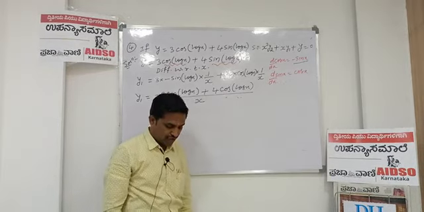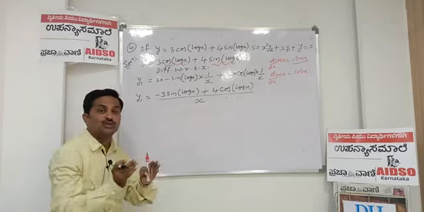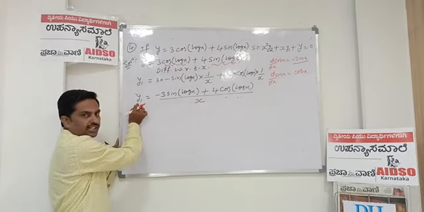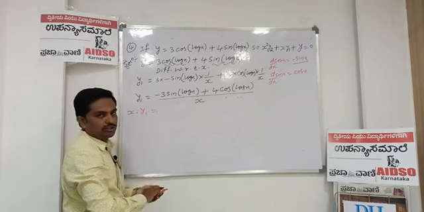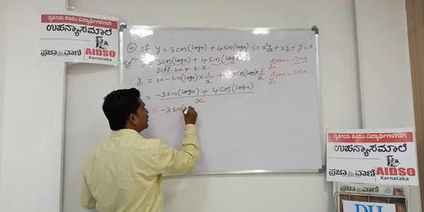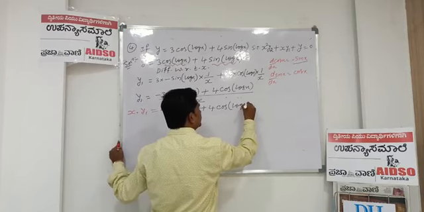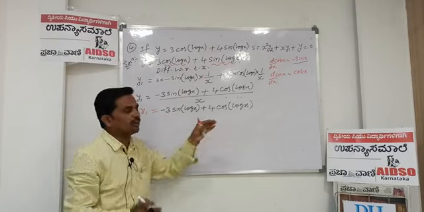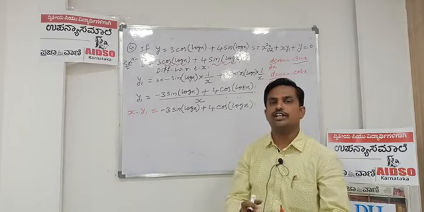As I suggested, whatever the denominator part is can be transposed to the LHS. So x can be transposed to the LHS in the next step, so that x into y1 equals minus 3 sine of log x plus 4 cos of log x. The denominator x has been transposed to the LHS, and this part we have kept as it is. This is the result we have got when we differentiated for the first time.